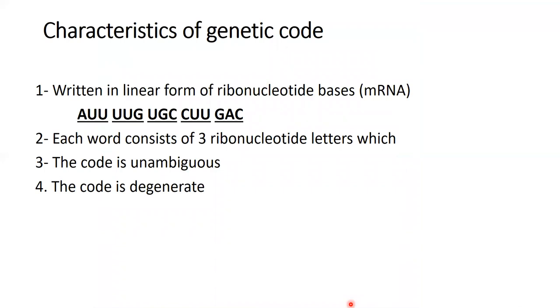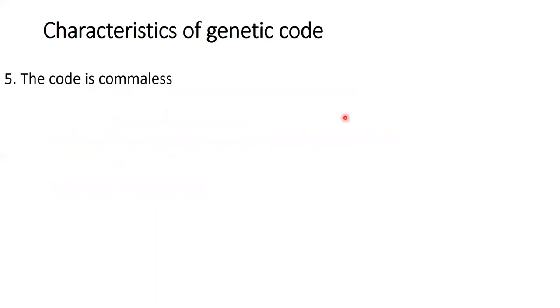So let's discuss the characteristics of genetic code. So genetic code is written in linear form of ribonucleotide bases, I mean RNA, like it is written here. And each word consists of 3 ribonucleotide letters, or triplet code, which specifies 1 amino acid. The code is unambiguous, means each triplet specifies only a single amino acid. Number 4, the code is degenerate. Given amino acid can be specified by more than 1 triplet codon. Number 5, the code is commaless. I mean, once translation of mRNA begins, the codons are read one after the other with no breaks between them until a stop signal is reached.